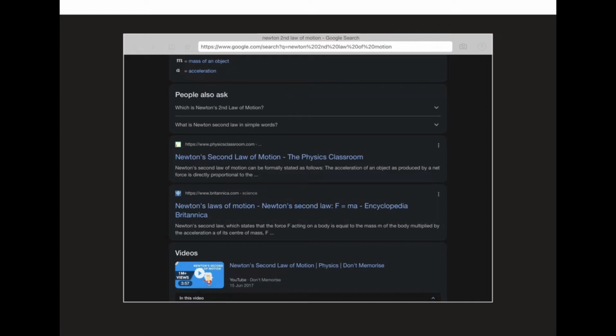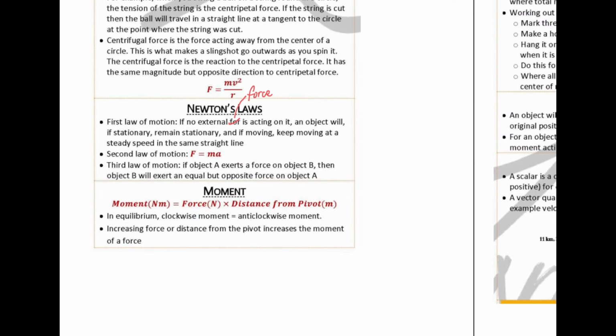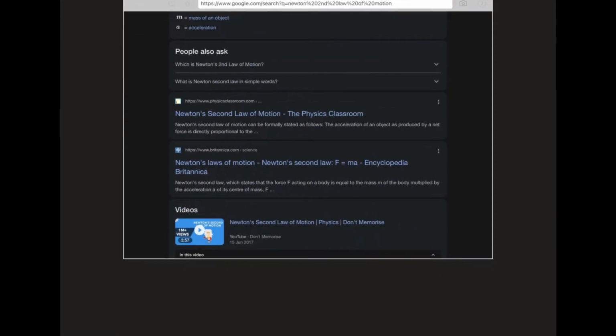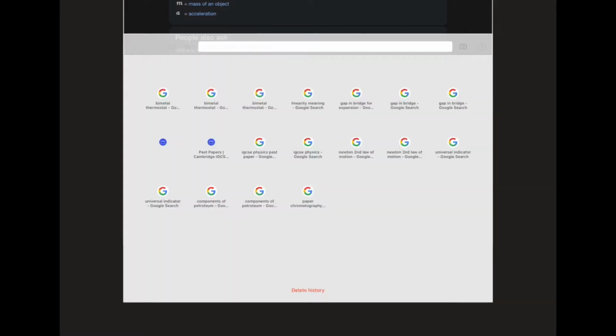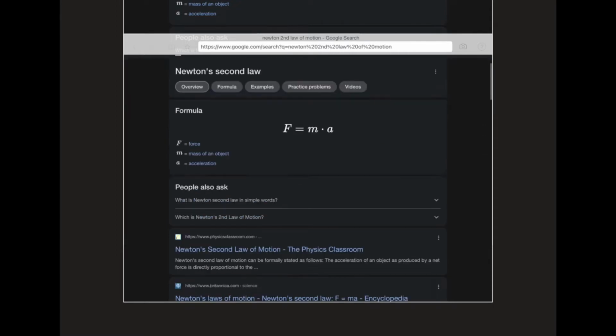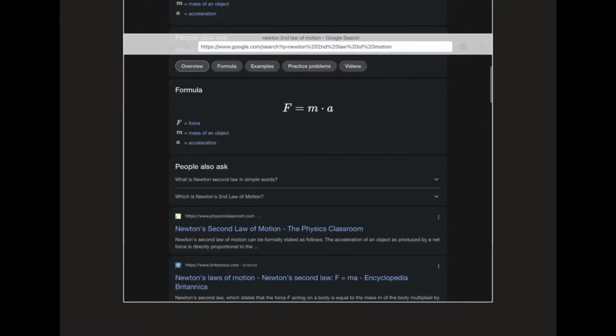Okay, now let's see. Let me double check first. I think it's not proportional to the mass because the equation doesn't show that to be correct. Okay, Newton's second law of motion. Okay, so let's click this.